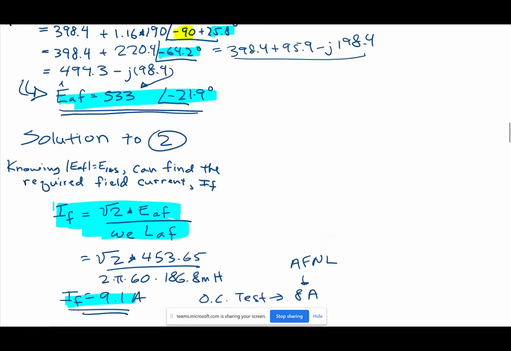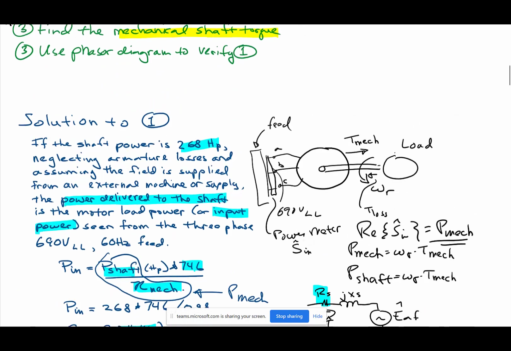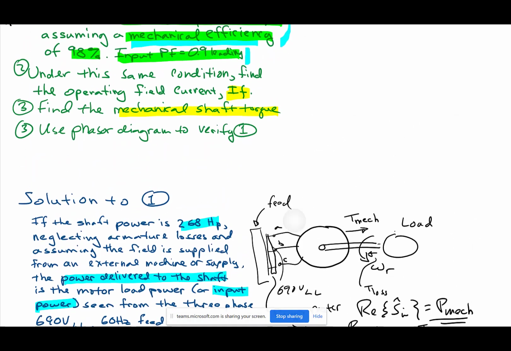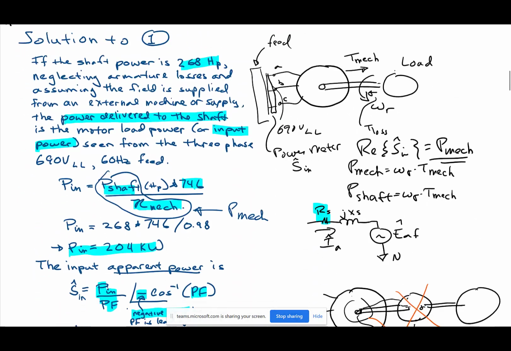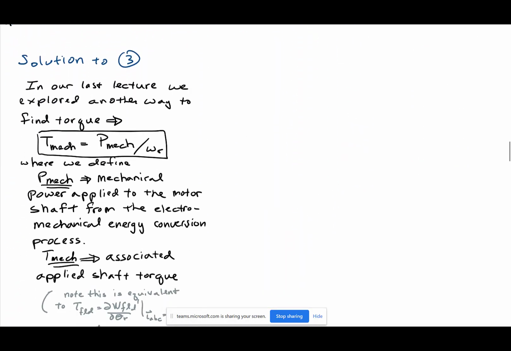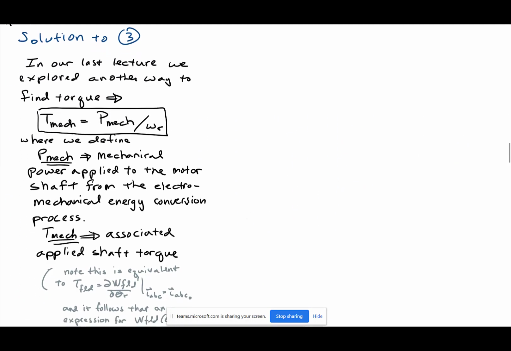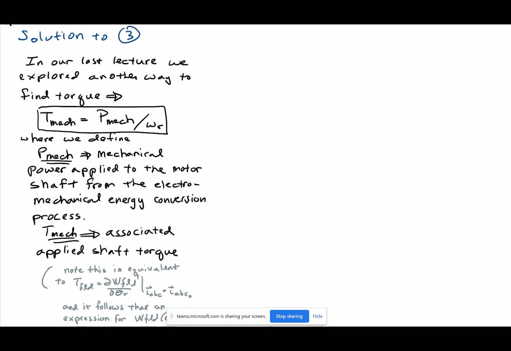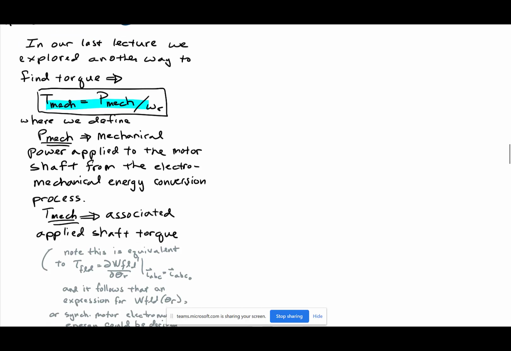So the third question is: find the mechanical shaft torque. Okay, so we have already, in the last lecture, this is a repeat of what I just told you, that there's a relationship between torque and power. And I'm saying that P mechanical is the power applied to the motor shaft.